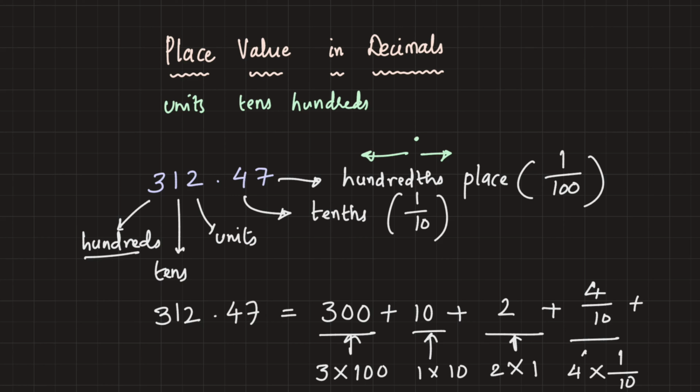Similarly, 7 would be 7 by 100 because 7 is in hundreds place.